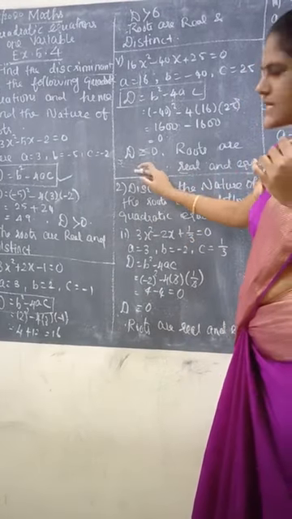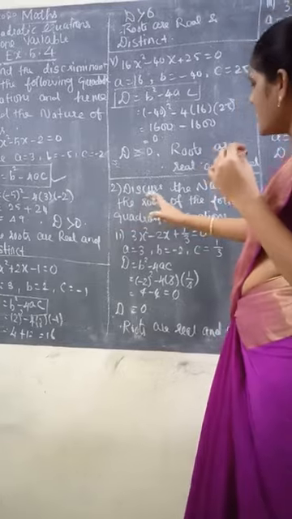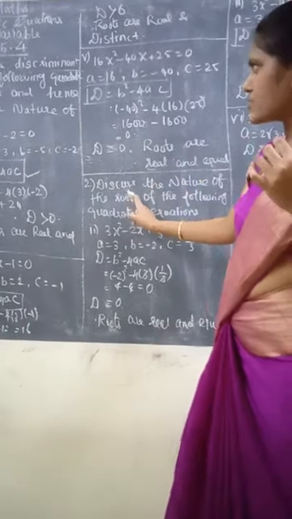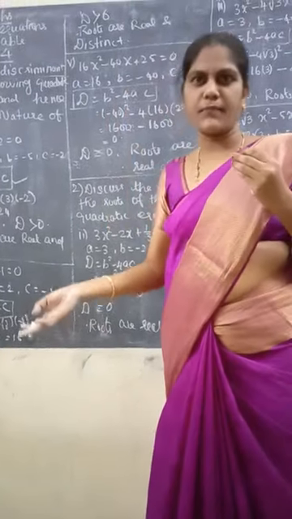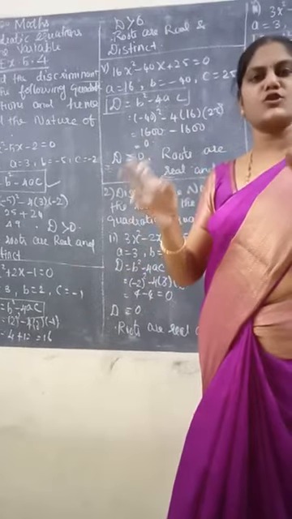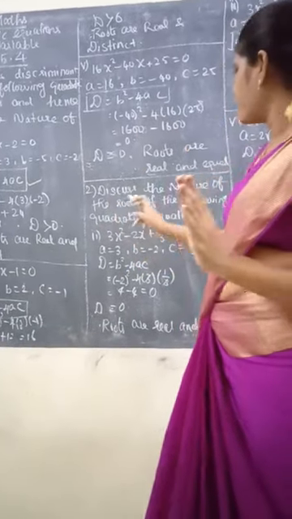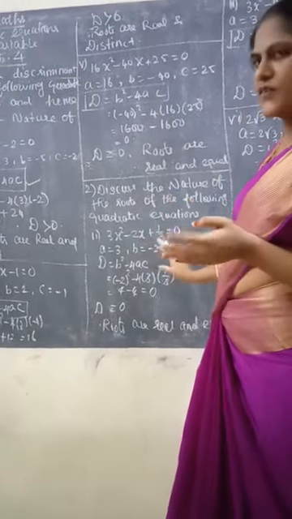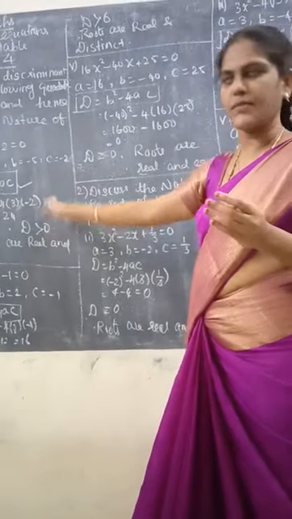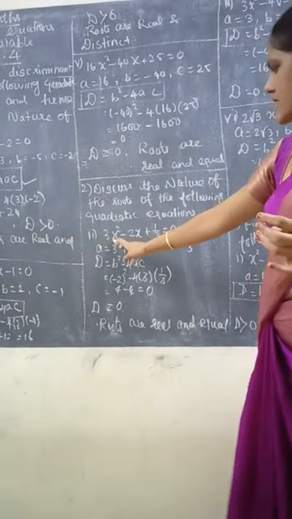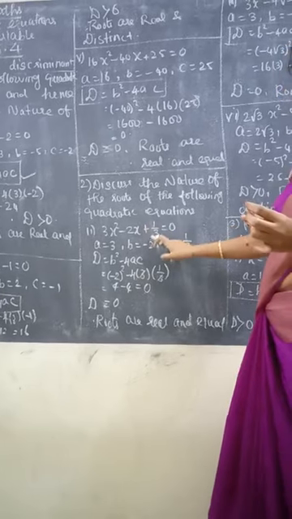I hope you all understand this. Come to the second sum. Discuss the nature of roots. Find the discriminant. Here also we are finding the discriminant value alone, for the following quadratic equation. Same as how we did the first sum, in the same format. So listen, 3x squared minus 2x plus 1 by 3 equal to 0.